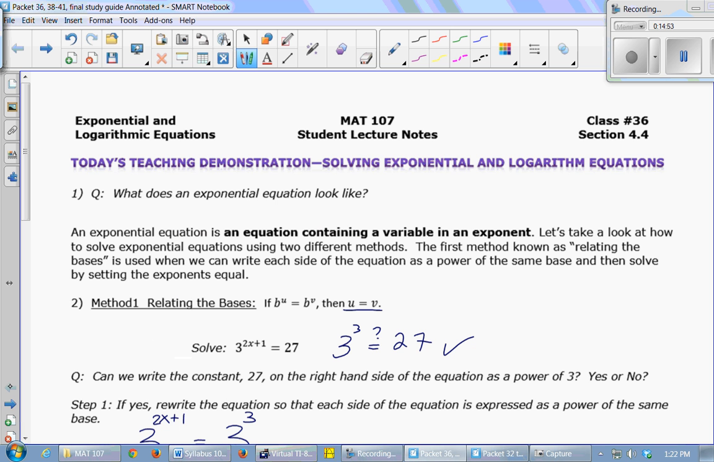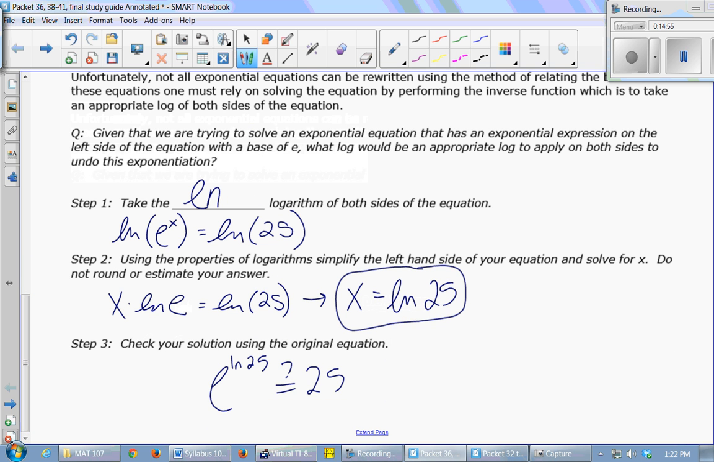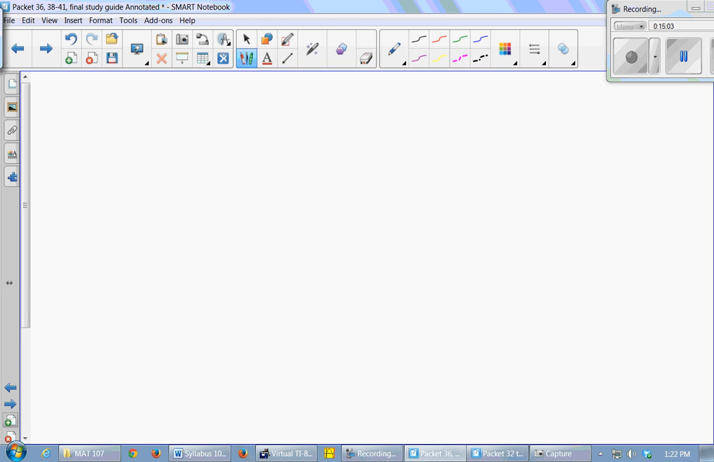Okay, so before we move to log equations, I think I'm going to do one more example of an exponential equation. Question? Okay. All right, I'm going to do one more. Let's do like 3 to the x plus 1 equals, I don't know, 18. Just randomly made up a new one.